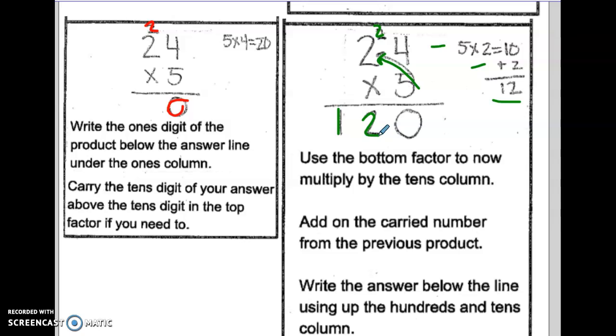Let's do a quick estimate to make sure that that makes sense. 24 is close to 20. 20 times 5 is 100. We're in good shape. Let's move on.